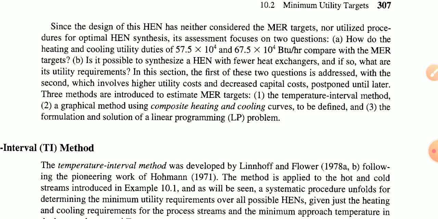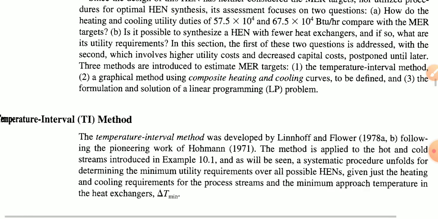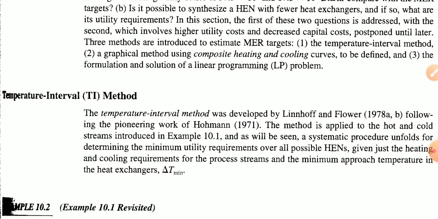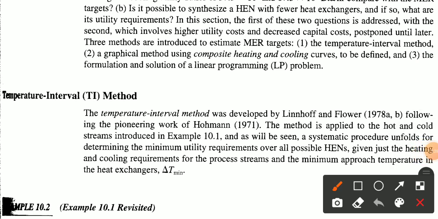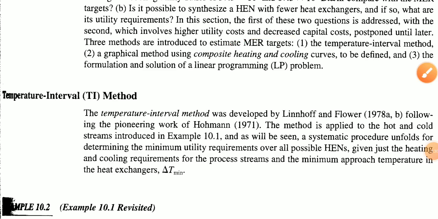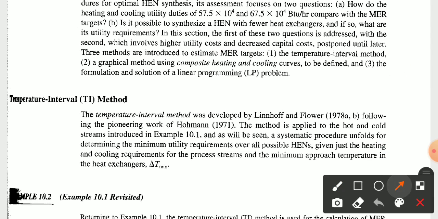Okay, the first one is the temperature interval method, which is an area. Second one, a graphical method using composite heating and cooling curves, and the formation and solution of linear programming problems. The first one is the temperature interval method, minimum utility target, which we have seen. Second one is the graphical method using composite curves, which we have already seen. And formulation and solution of linear programming.